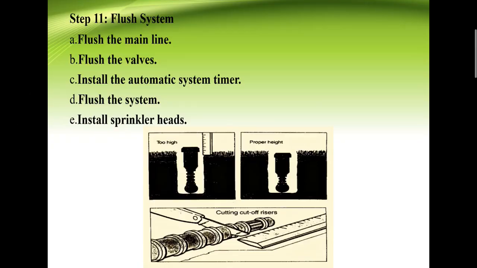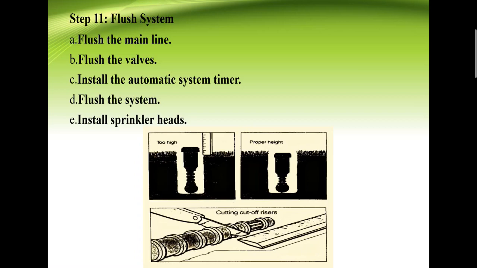For step 11, flush the system. Flush the main line. Wait for the solvent to dry, about 1 hour. Close all valves except the one at the end of the line. Turn on the water and flush until the water runs clear. Shut off the last valve and check for leaks.